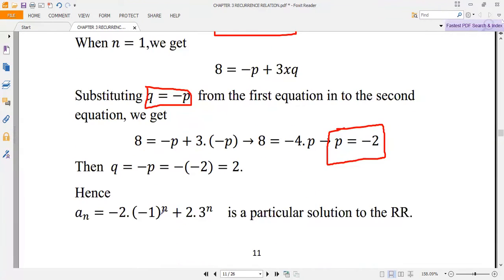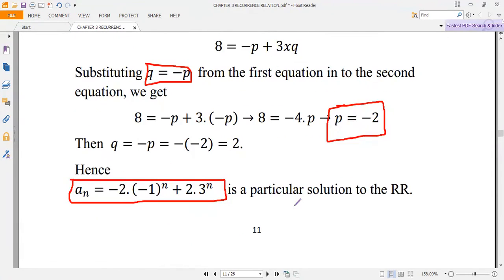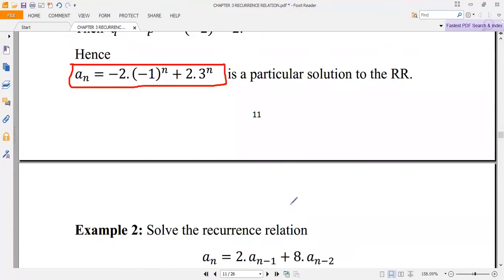Hence, the particular solution to the recurrence relation is given by this one. So this is the solution to the recurrence relation. And we have said that the solutions of the recurrence relations are always sequences.